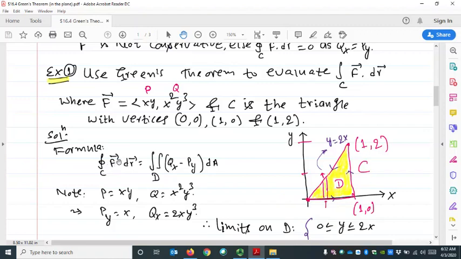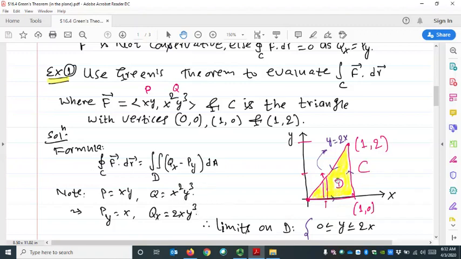Awesome. So here's the formula. Line integral of F over the boundary equals the double integral of the partial derivative of Q with respect to x minus partial derivative of P with respect to y times dA. So now let's start. What's my P? P is xy. Take the partial derivative of P with respect to y: x is constant. Take the partial derivative of Q with respect to x: the y cubed is constant, so simply 2xy cubed.